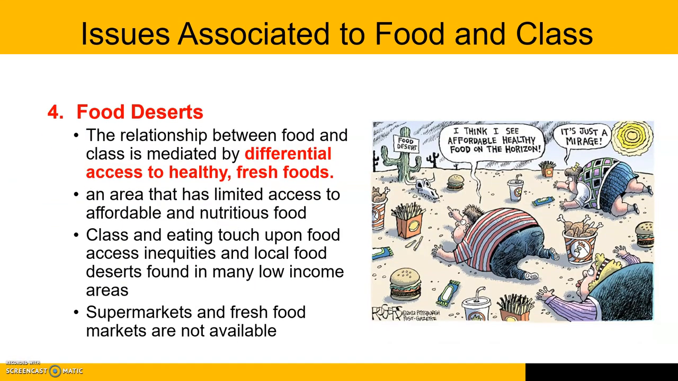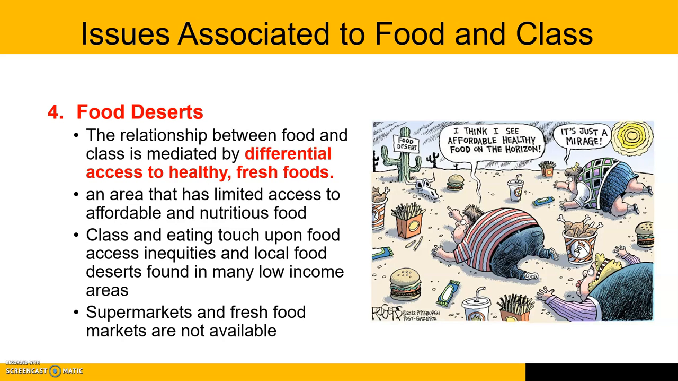Yang keempat adalah dari segi food desert. Food desert ni macam ni. The relationship between food and class is mediated by different access to healthy fresh food. Selalunya kita panggil orang-orang yang miskin, ataupun kita panggil food desert ni adalah salah satu kawasan or area that has limited access to affordable and nutritious foods. Dan kita panggil sebagai food desert.